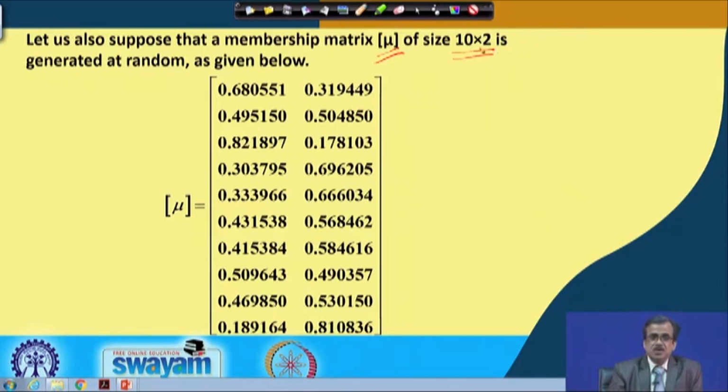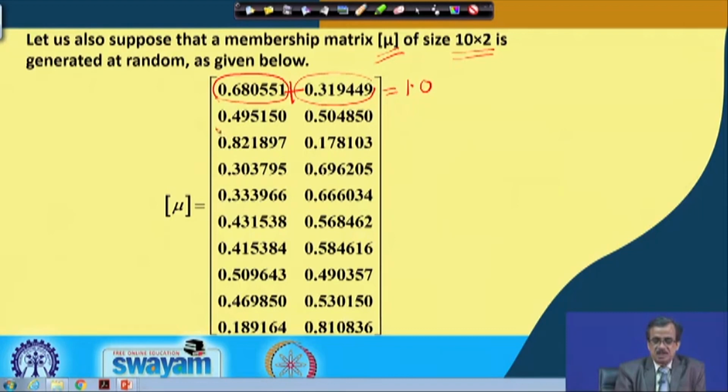Now, corresponding to the first data point, it has got the membership with the 2 clusters. So, this is the membership corresponding to the first point with respect to the first cluster center. This is the membership value corresponding to the first data point with respect to the second cluster center. If you add them up, this will become equal to 1.0, and the same is true for each of these entries.